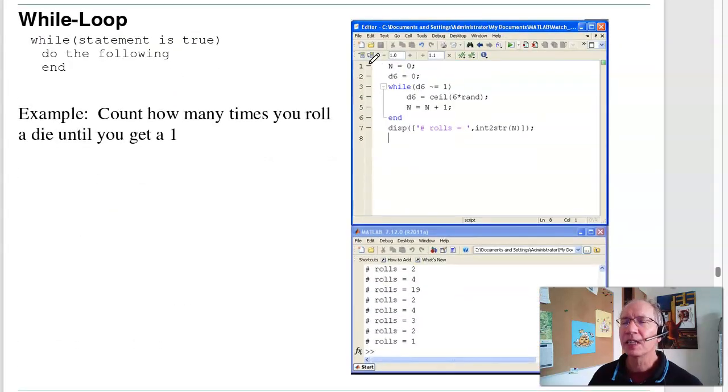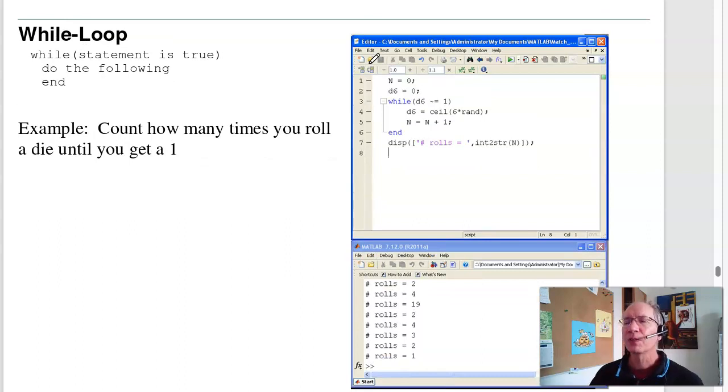That's a for loop. And a for loop does a fixed number of loops. A while loop keeps on going until an event happens. So for example, suppose I want to roll a die until I get a 6. That would be something like this.